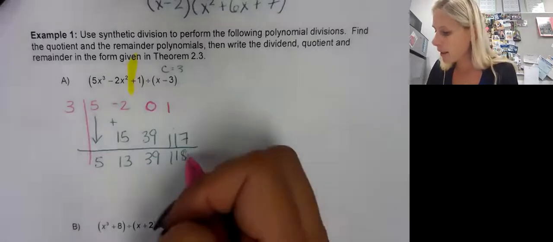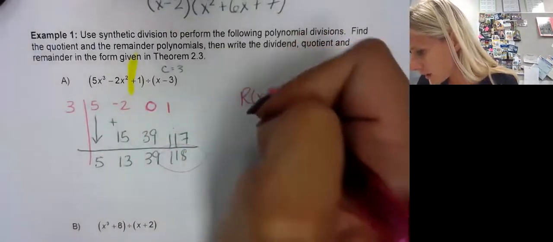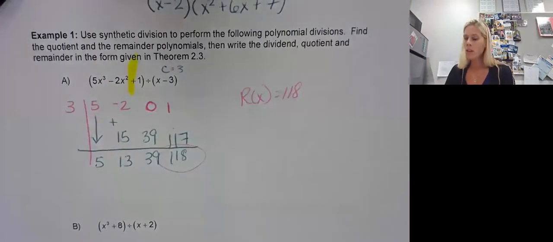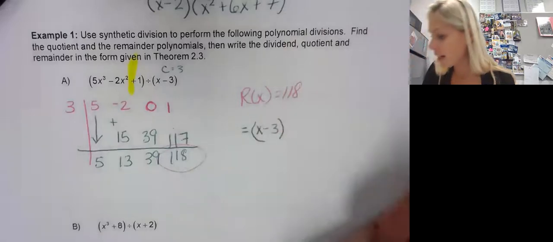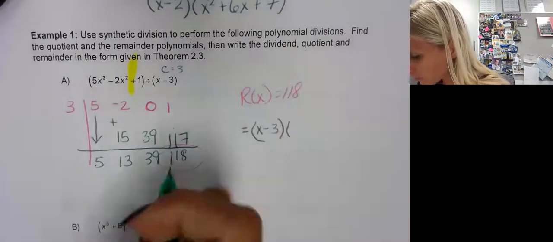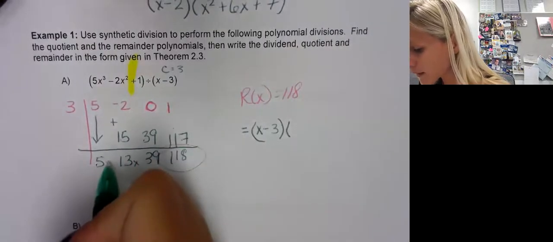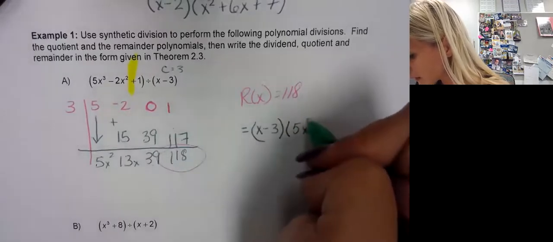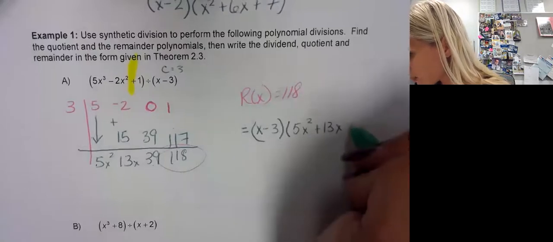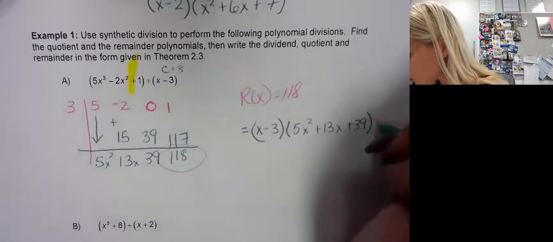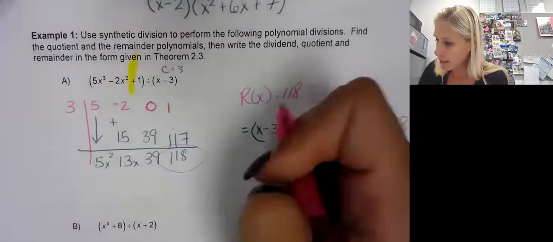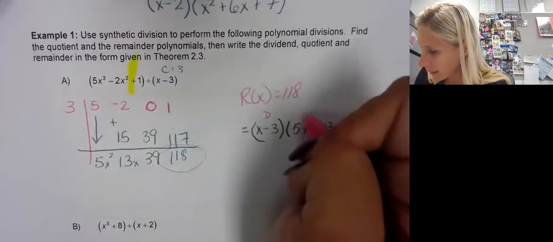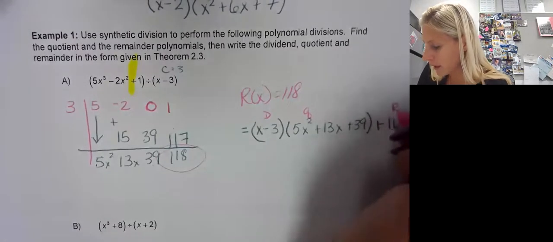Okay, let's remember. This is the remainder. So our remainder equals 118. Okay. So knowing that, the theorem allows us to say that we have the factor of x minus 3 times our quotient, which is, don't forget, this would be the constant, x to the first, x squared, 5x squared plus 13x plus 39. And then remember, we add the remainder at the end. So if you go back to the other page, 2.3, this is your D times our Q plus our remainder.